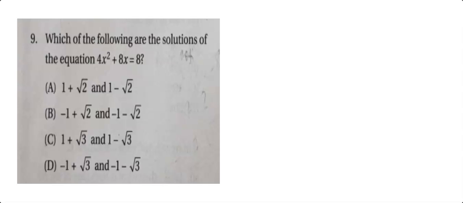Okay, so let's take this 4x squared plus 8x equals 8. The first thing we notice is that we have an x squared term, and we also have an x term. So this is going to be a quadratic equation, and we solve it by one of the methods, either factoring or completing the square or the quadratic formula.